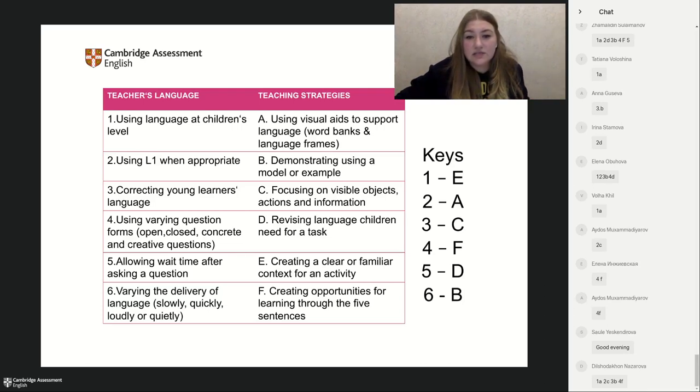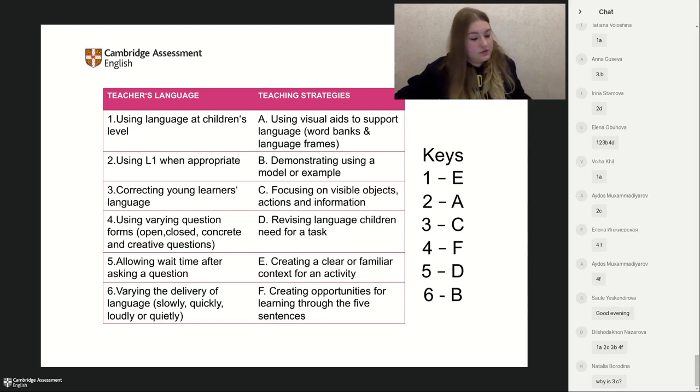Correcting young learners, number three is C, focusing on visible objects, actions, and information. Number four, using varying question forms like open, closed, and so on. So that's F, creating opportunities for learning through the five sentences. That's right. Number five, allowing wait time after asking a question. So that's D, revising language children need for a task. And number six, varying the delivery of language, like speak slowly, quickly, and so on. That's B, demonstrating using a model or example.